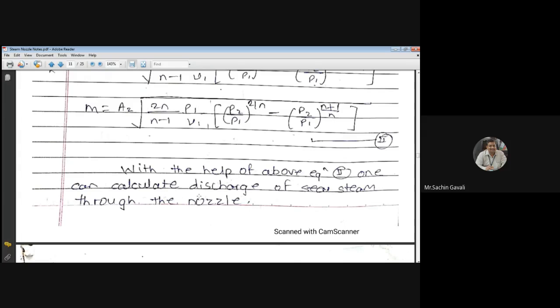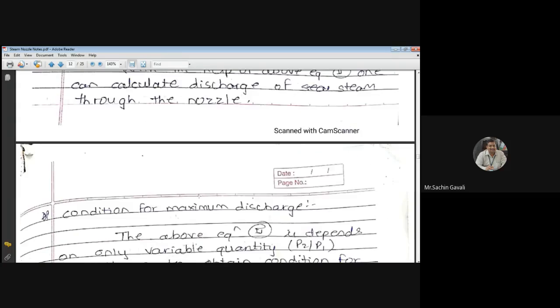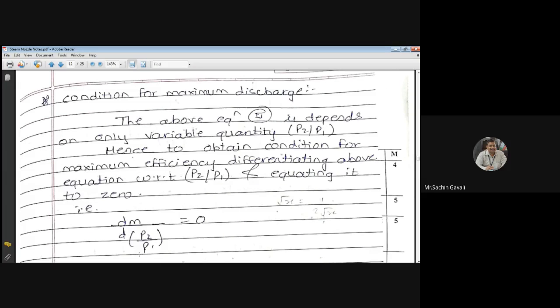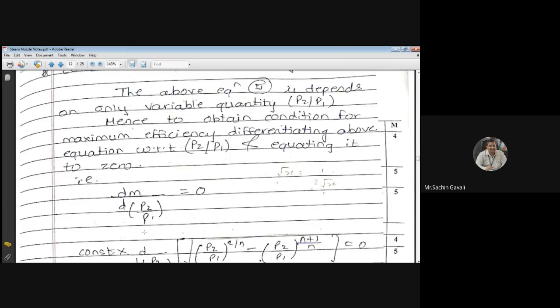Okay. And therefore, when any equation depends on a particular variable, then we have to decide the mathematical condition for maximization. Anything we want to maximize or minimize, in that case the mathematical condition is that we have to differentiate the main equation with respect to that variable, and equate that differentiation equal to 0.